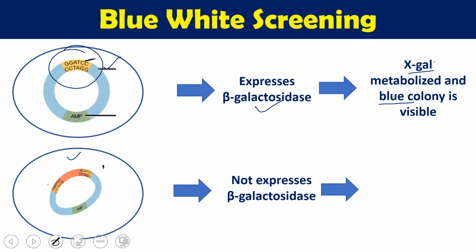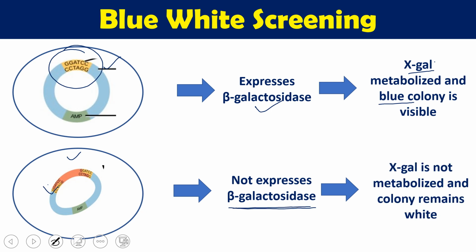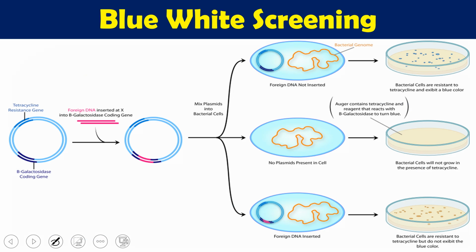But in this case, the LacZ gene is not going to give you beta galactosidase, because the LacZ gene is split, it is fragmented. So no beta galactosidase will be produced here, and because of that X-gal is not metabolized and the colony remains white. So the bacteria which contain your gene of interest, the recombinant plasmid, will give you a white colony, and those bacteria which do not have the recombinant plasmid are going to give you a blue colony. So this is the case.